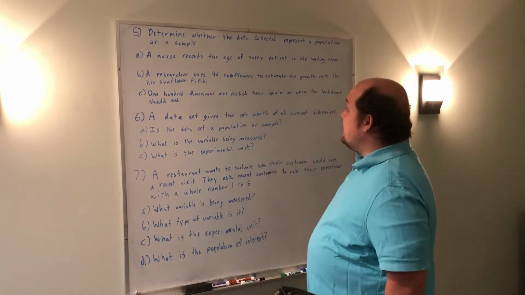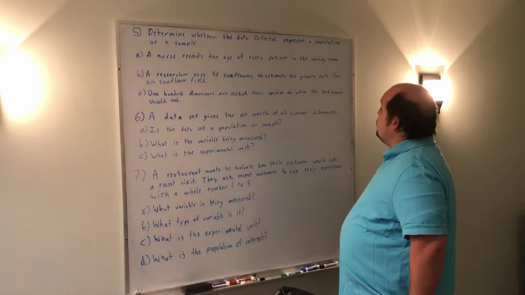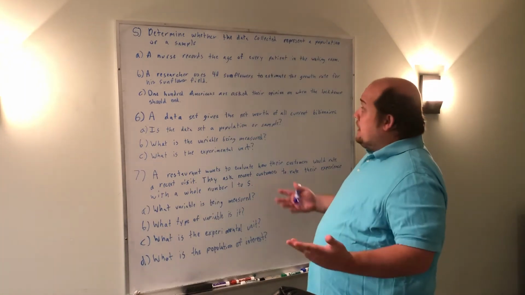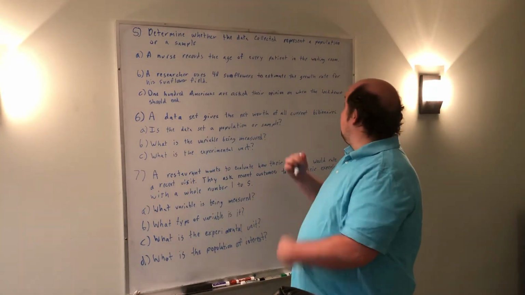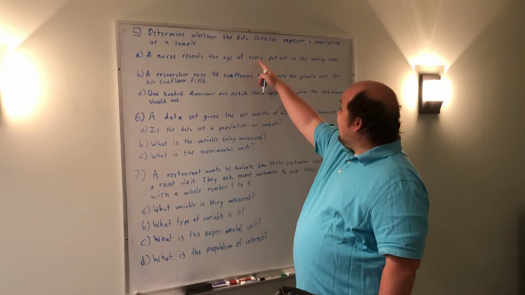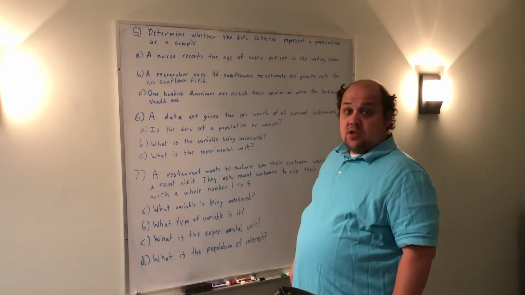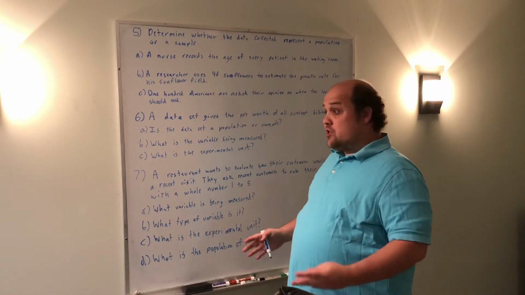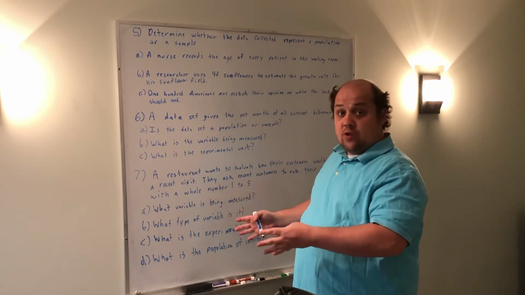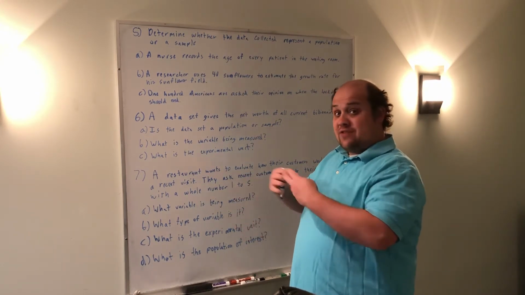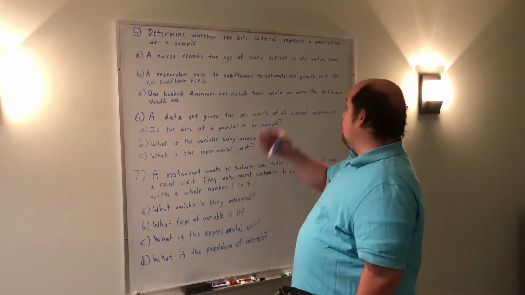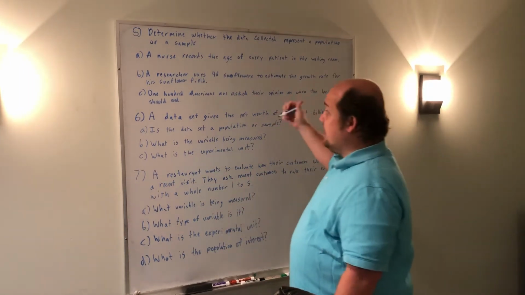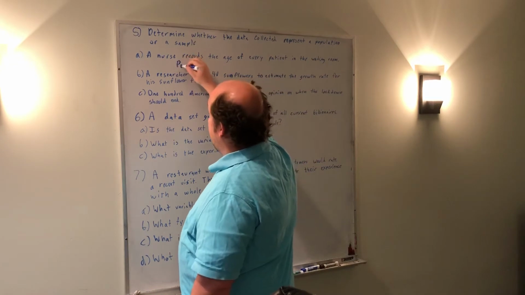First situation says a nurse records the age of every patient in the waiting room. In this case, this represents a population. It says every patient in the waiting room. So if we're looking to find the average age in the waiting room, we could have just looked at 10 people, found what those 10 people's average age was, and used that as an estimate. Instead, here we looked at every patient. Since we're looking at every patient, it counts as a population.